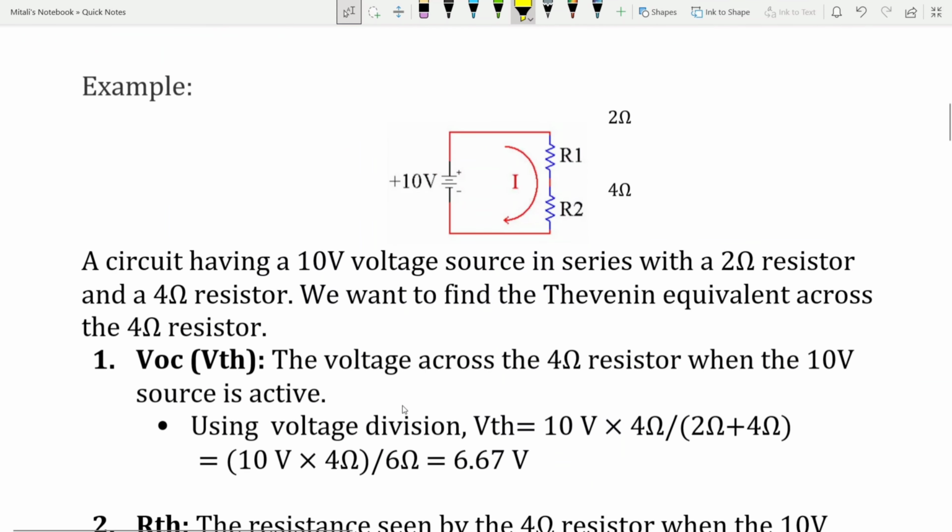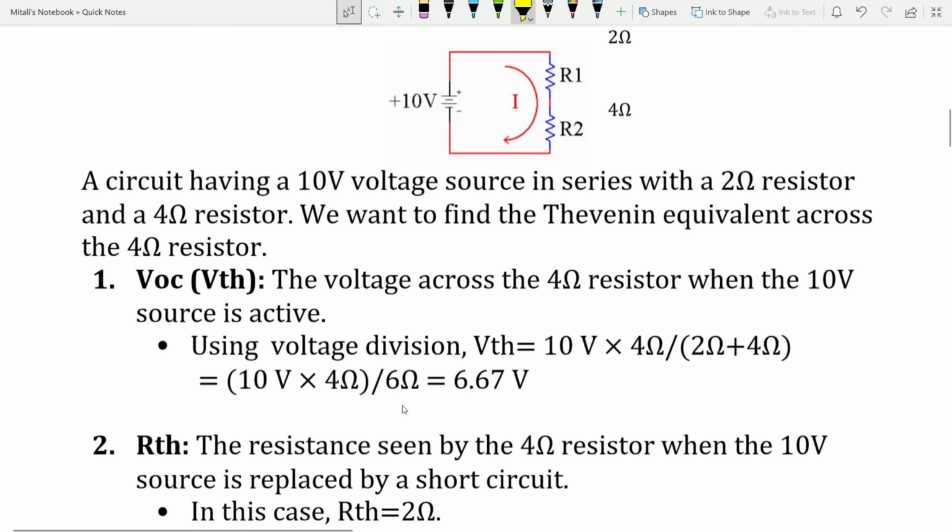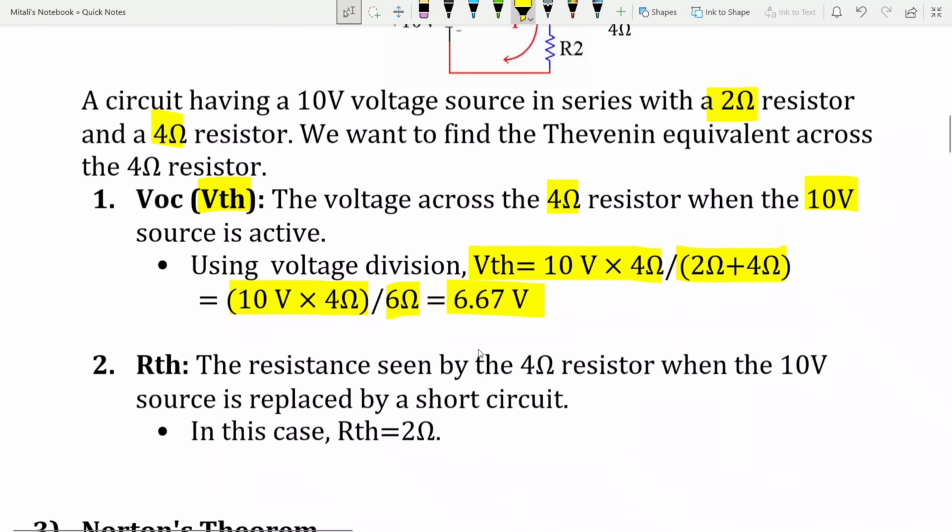Let's take an example with a circuit having a 10-volt voltage source in series with a 2 ohm resistor and a 4 ohm resistor. We want to find the Thevenin's equivalent across the 4 ohm resistance. So we will find VOC, VTH, the voltage across the 4 ohm resistance when the 10 volt source is active. Using voltage division, VTH equals 10 volt into 4 ohm upon 2 ohm plus 4 ohm, which equals 10 volt into 4 ohm upon 6 ohm, which equals 6.67 volt.